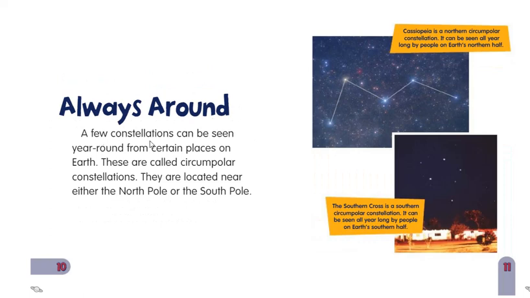Always around. A few constellations can be seen year-round from certain places on Earth. These are called circumpolar constellations. They are located near either the North Pole or the South Pole.